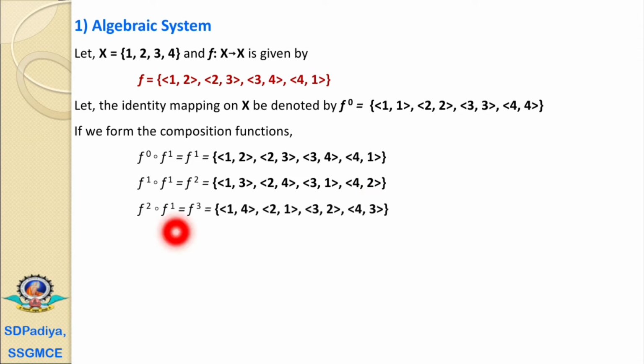If we form the composition of f raised to power 2 with f raised to power 1, that is f raised to power 3, then it will be the set of (1, 4), (2, 1), (3, 2) and (4, 3).